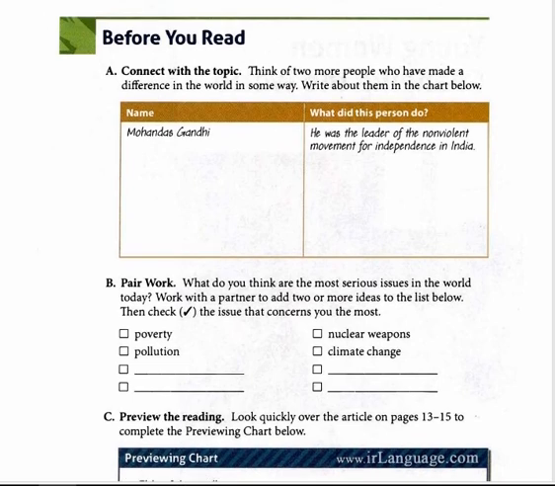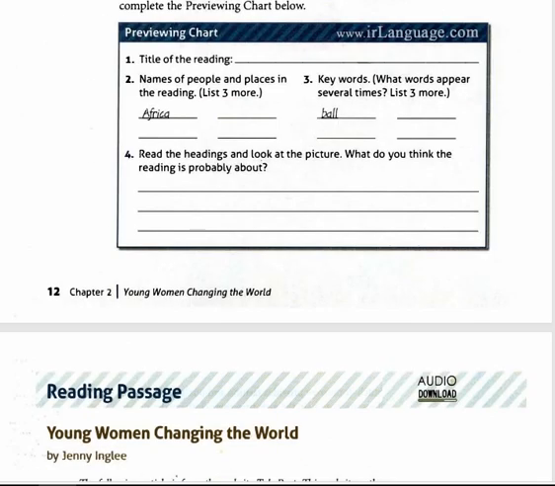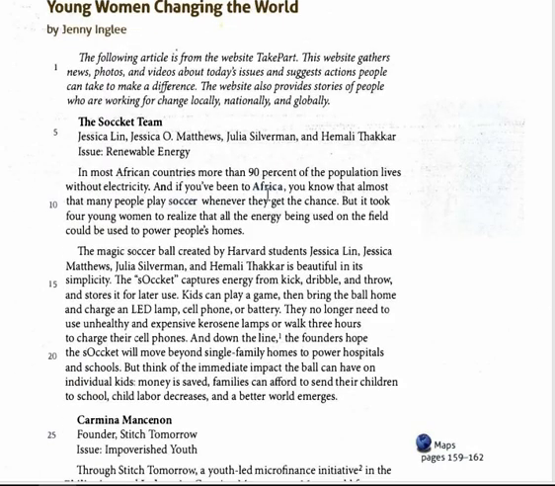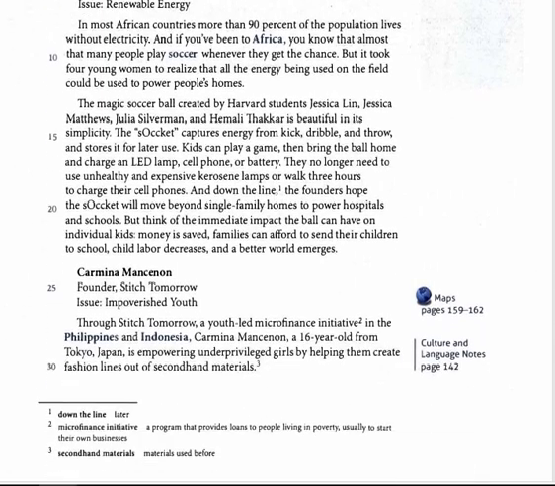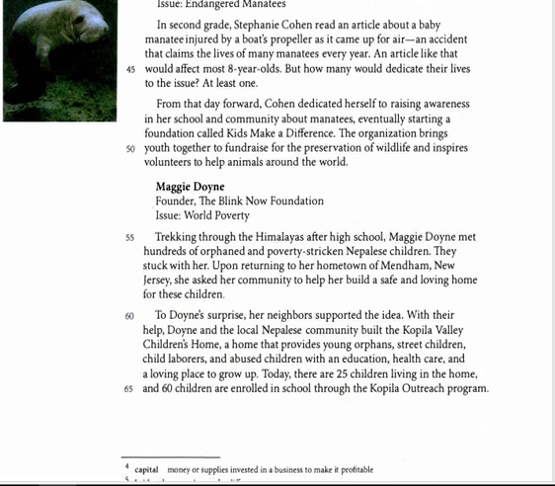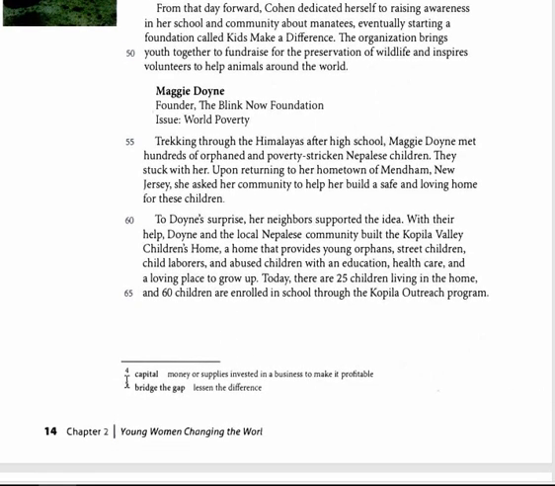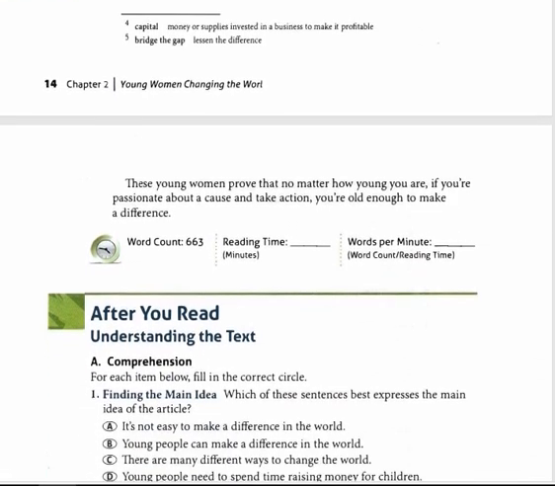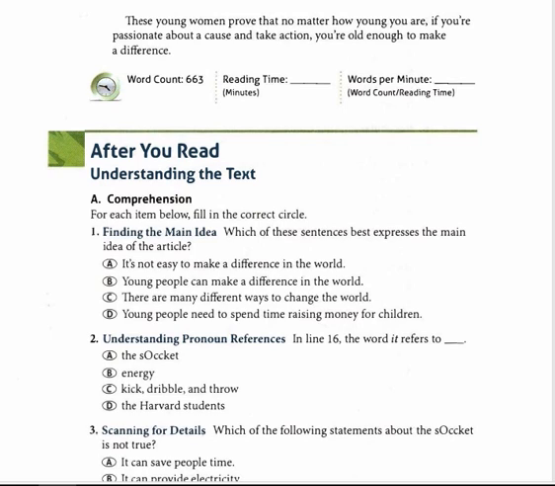Before reading the passage, we have to make guesses about the passage by doing some exercises. Reading vocabulary, we have by Jenny Engel. So women changing the world. So team, we have Carmina, Monica, then we have Stephanie Cohen, Maggie Dawn. At the bottom of the passage we have some vocabulary in the passage to focus on and to memorize in order to use it.